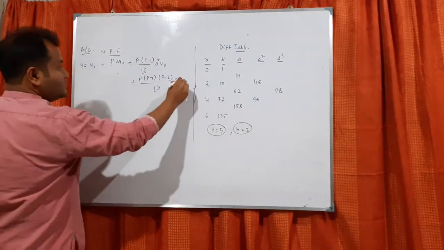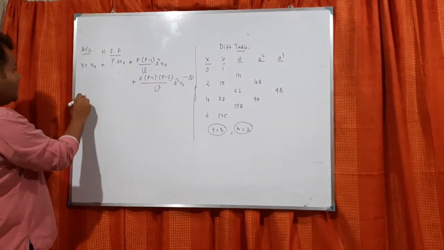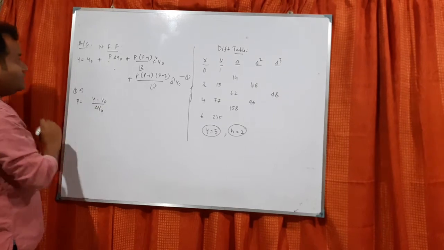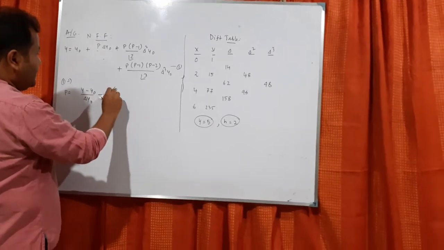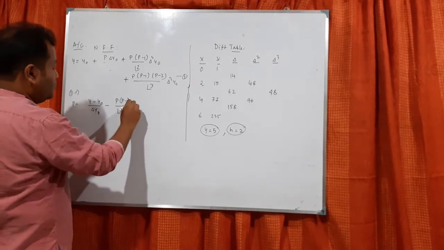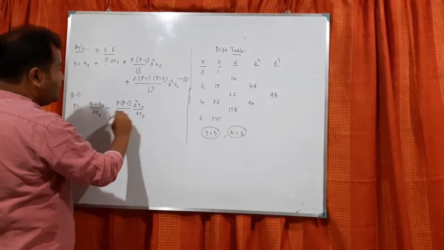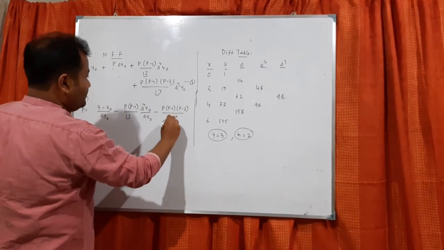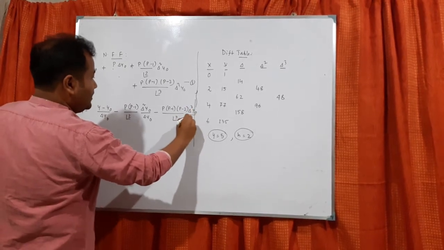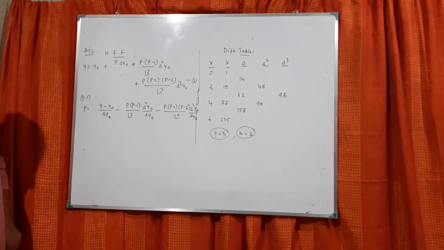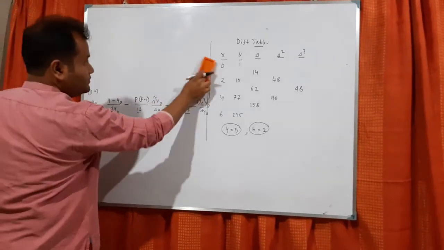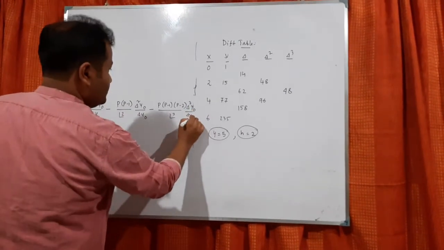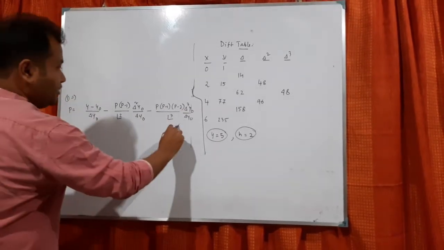Say this is equation number 1. So from 1 what I get is P equals y minus y naught divided by delta y naught, minus p minus 1 by factorial 2 delta square y naught by delta y naught, minus p minus 1 p minus 2 by factorial 3 delta cube y naught divided by delta y naught. Say this is equation number 2.